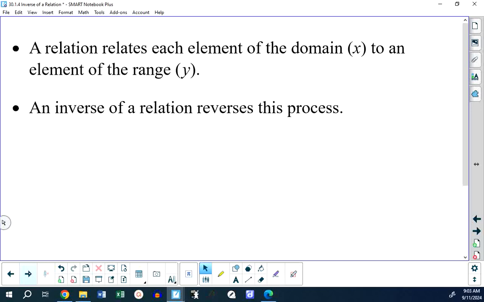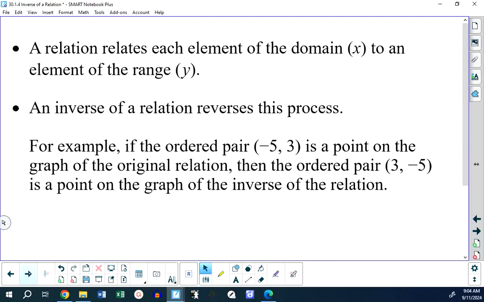So if the function says you take the input and multiply it by 2, you multiply x by 2, then the inverse will say you take the input, which is x, and you divide it by 2. If a function says you're going to square x, the inverse will say you're going to square root x. It's an opposite operation. But what that results in is a swapping of all of the ordered pairs.